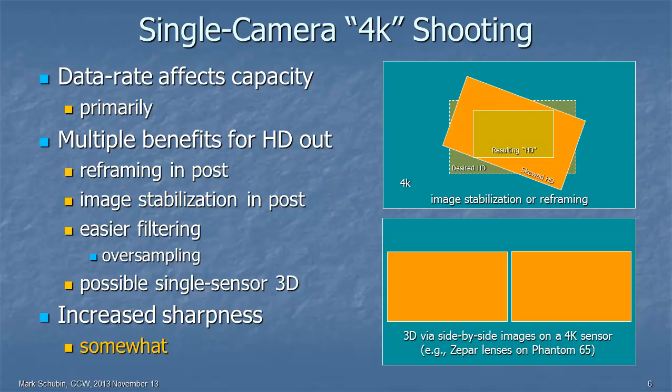You can do image stabilization in post. So if you wanted to have what says desired HD there, and your picture was the skewed HD, you can end up with the desired HD if you shoot 4K. If you shoot HD, you end up with that little tiny rectangle, which is standard definition. There's easier filtering because you're oversampling. You can even do single sensor 3D. And there's somewhat of an increase in sharpness, and I'll talk about that in a moment.